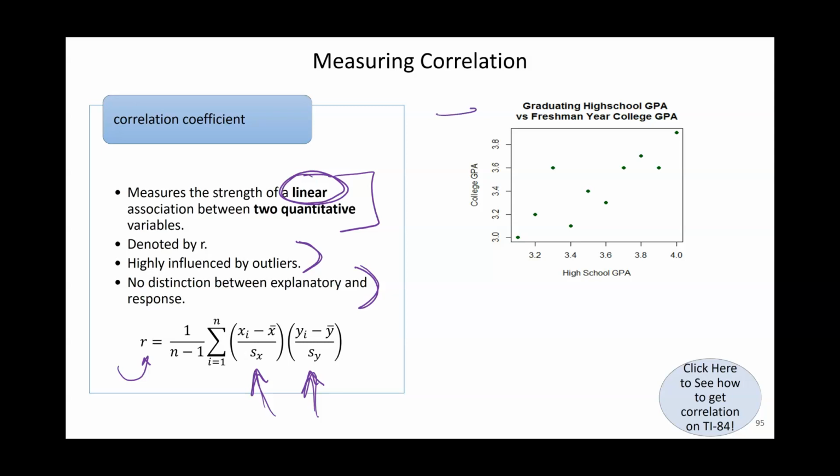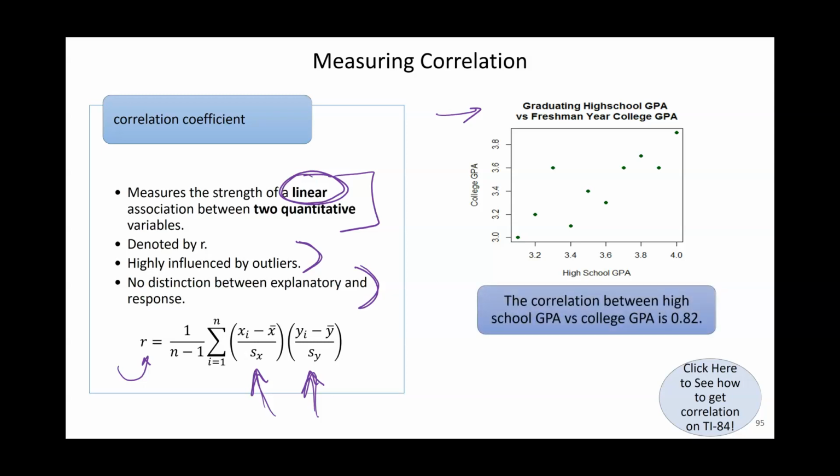So to our example for the high school GPA and the first year college GPA, they fit a line to it. They found that the correlation coefficient was 0.82, which we're going to talk about what that means, but it's fairly high. It's a fairly strong relationship.